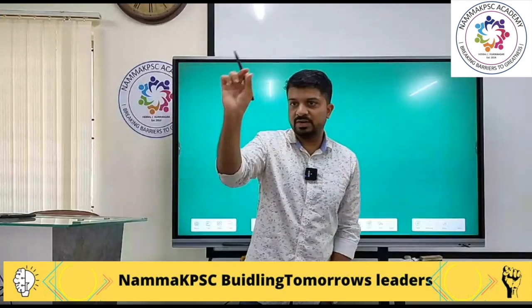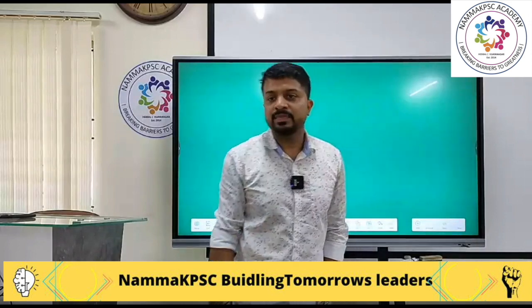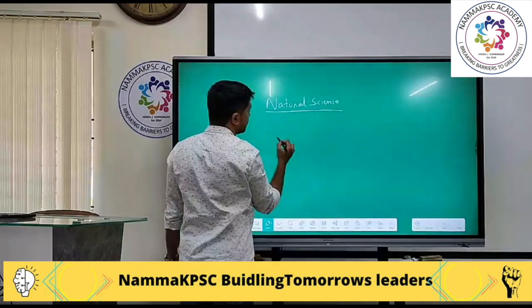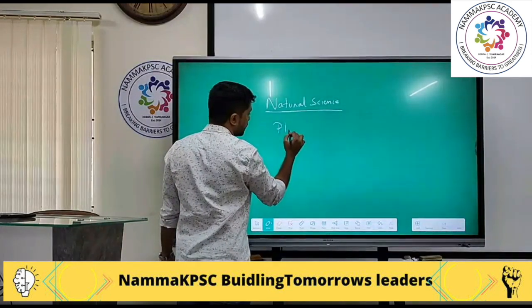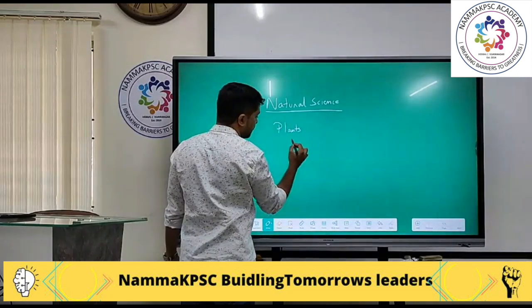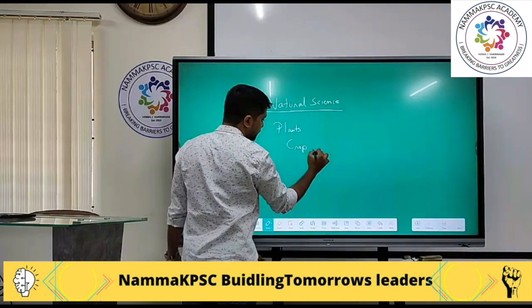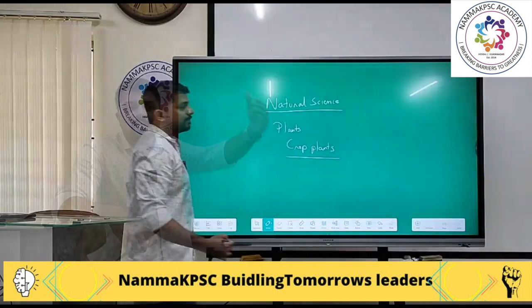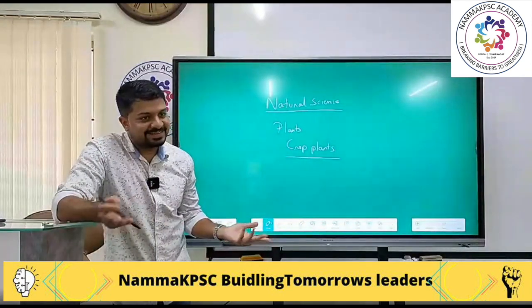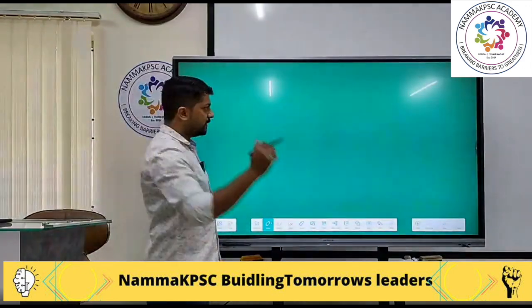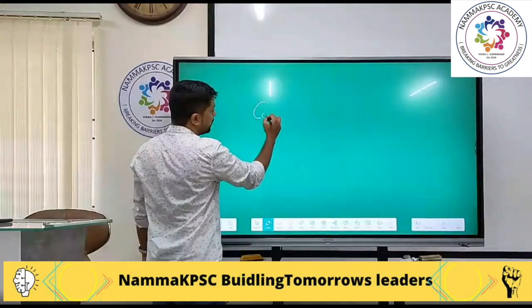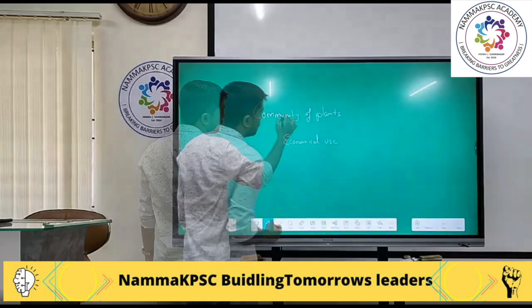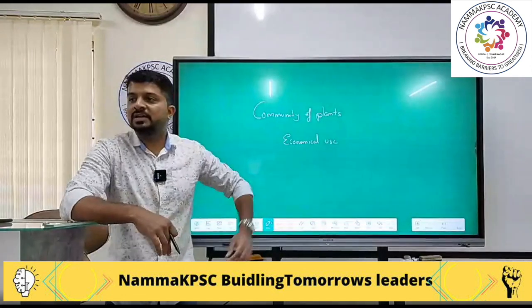First topic in your syllabus, section 2 ಅಲ್ಲಿ ಏನಿದೆ? Can you read that? Natural science, ಅದರಲ್ಲಿ plants, ಅದರಲ್ಲಿ crop plants. What is a crop? ಅಷ್ಟೇ, ಅಲ್ಲೇ stop. Simply speaking, a crop is a community of plants. Community of plants grown for economical use. That is a crop.